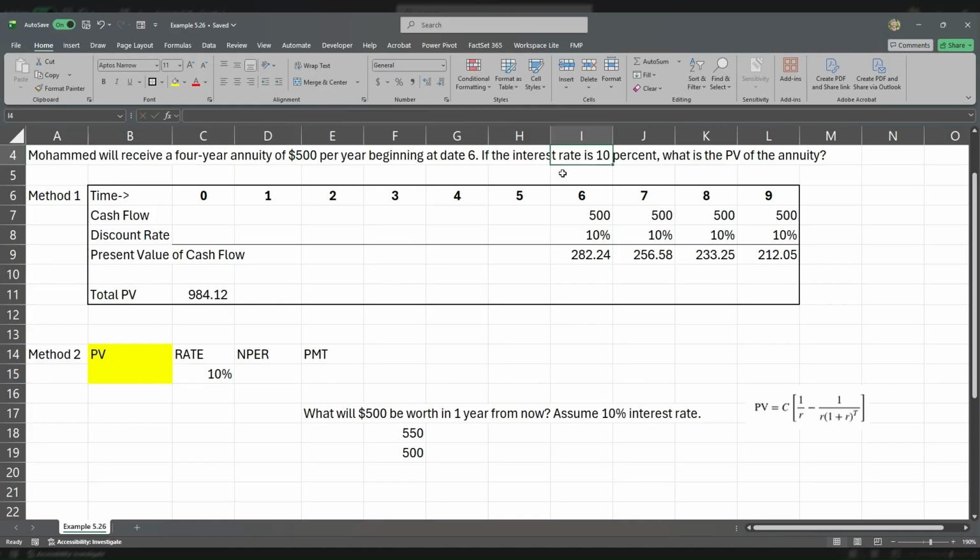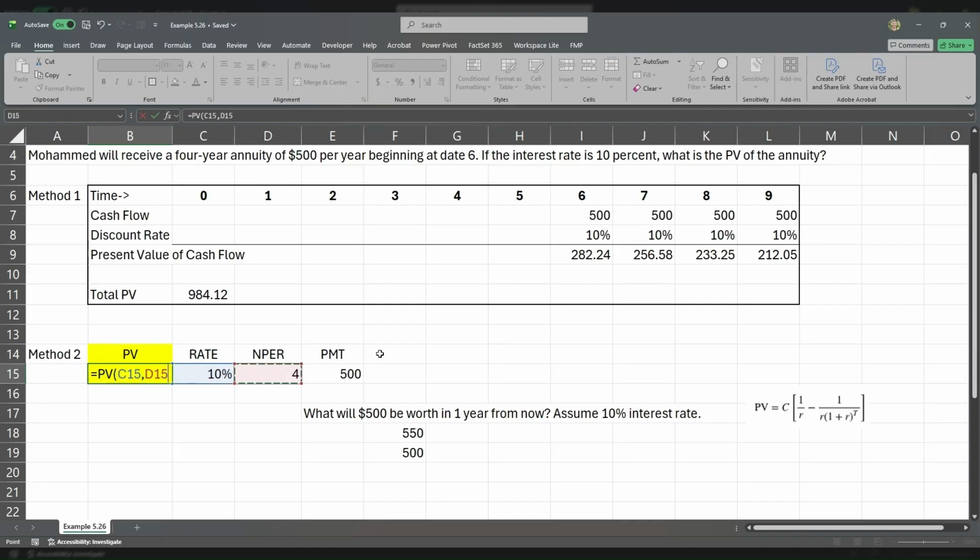The number of periods here is what is confusing about this, because it's a 4-year annuity. So the annuity itself is 4 years. So my number of periods must be 4. There are 4 payments associated with this. So that's what that is referring to in your financial calculator or in Excel, number of periods, or just N on your financial calculator, is how many payments there are. And there are 4. And the payment is $500. So what I can do now is type equals PV and just pass it these arguments: rate, nper, and my PMT, my payment.